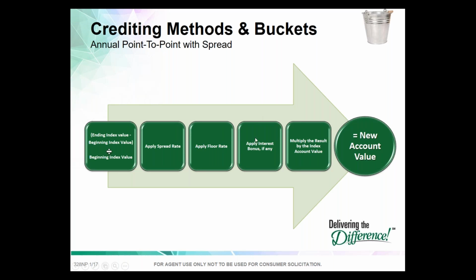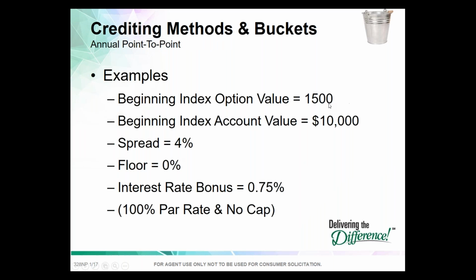Now do the same thing on point-to-point with spread. We have, again, the ending value minus the beginning value, the same type of thing, and then we apply our spread rate. That's the amount that we subtract off the top. Then we look at the floor and add any bonus if applicable, and that's how we determine the interest credit. So let's go through the example here. Again, I'll start with the same thing. The beginning index value is 1,500, 10,000. We got a 4% spread in this example and a 0% floor. And again, on this product, 100% par rate, no cap.